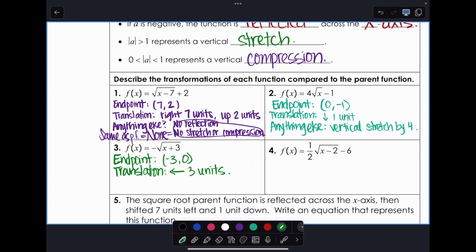Okay, are we good? It is negative 3. Going left, you're going negative. H is negative 3, yes? Since the formula is square root of x minus h, what's the opposite of negative? That's why it says x plus 3. Okay? Are we got it?